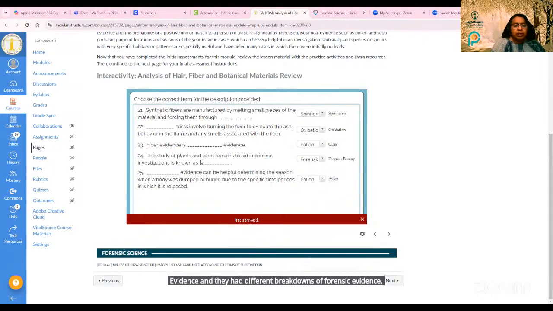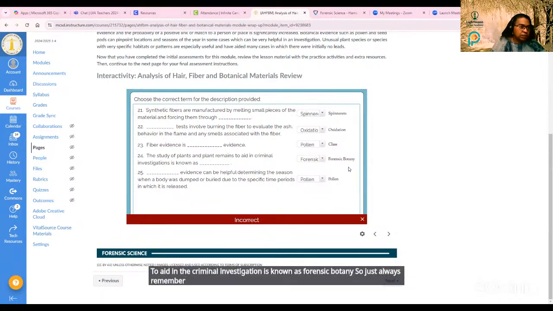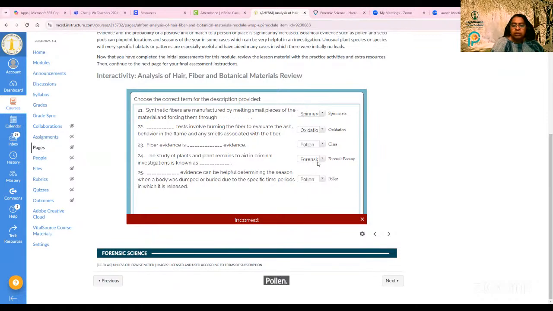The study of plants and plant remains to aid in criminal investigation is known as forensic botany. So just always remember, botany is the study of plants. And pollen. Which one is it?